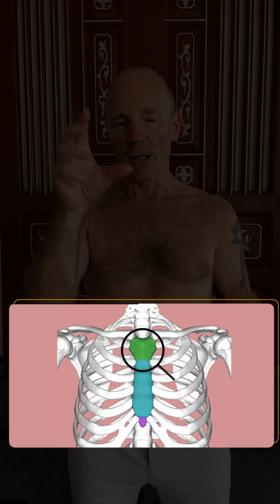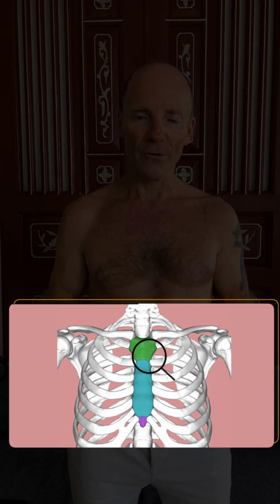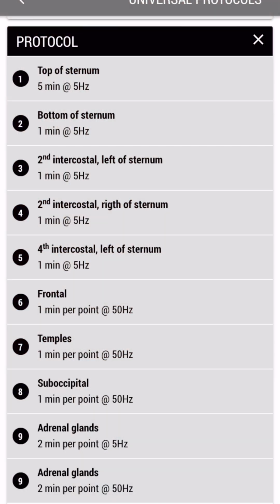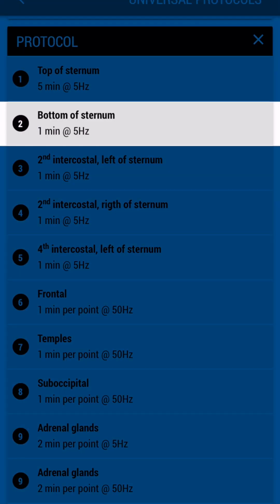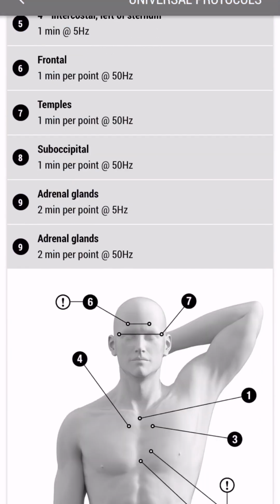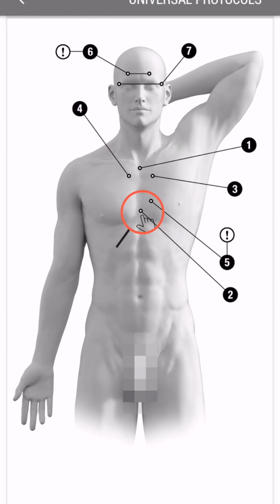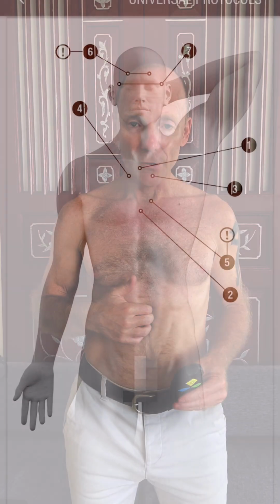And you can see in this anatomy picture, here's the sternum, this is the top part of the sternum. And the why of that, like I say, we'll get into in subsequent videos. Okay, so now let's go to the next treatment point. And this one is point 2, bottom of the sternum, and it says 1 minute at 5 hertz. So when we look on the mannequin, we see point 2 is down on the chest area. And on my body, I just mentioned it a second ago, your solar plexus. And then you have a bone here.